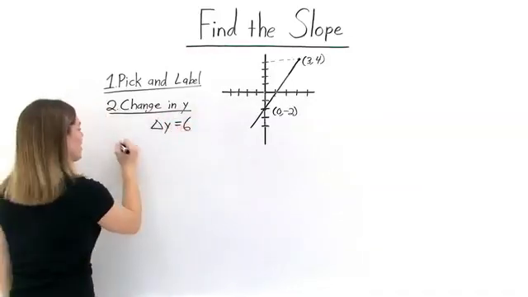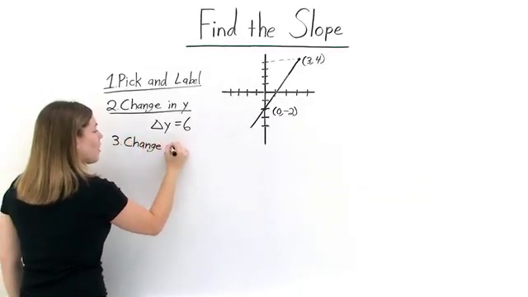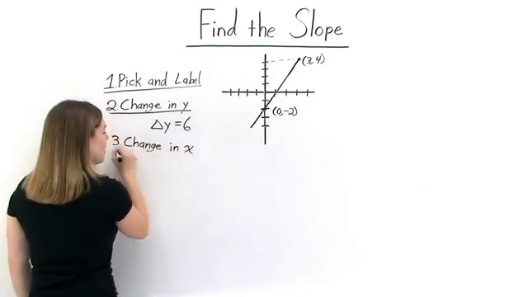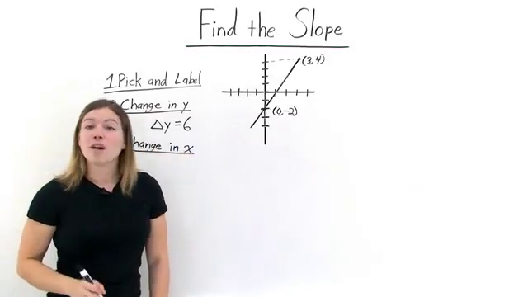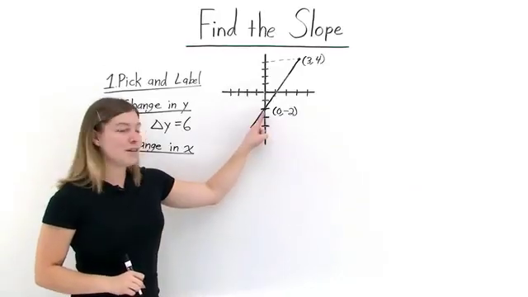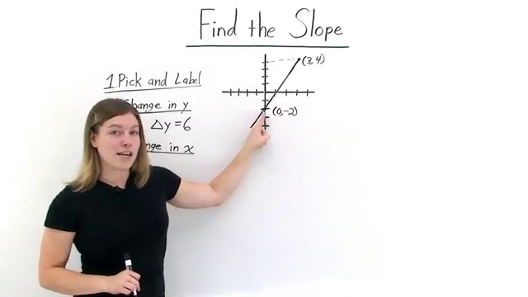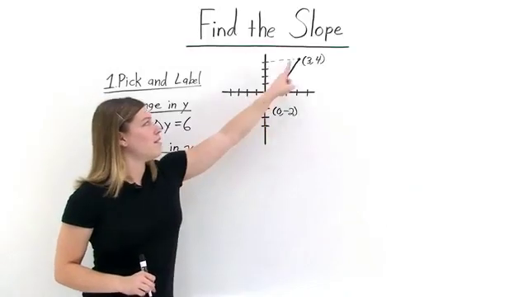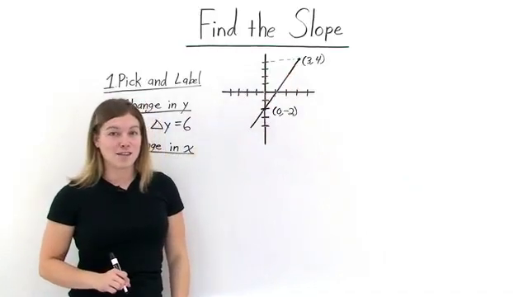Now we want to do the same thing in step 3 as we did in step 2, except we want to focus on the x coordinates. So we want to find the change in x. Now we want to start with the same point that we started with in step 2. So we start with (0, -2). And we want to know how many x units we need to move to get from this point to this point. Remember, we're just focusing on the x coordinates.